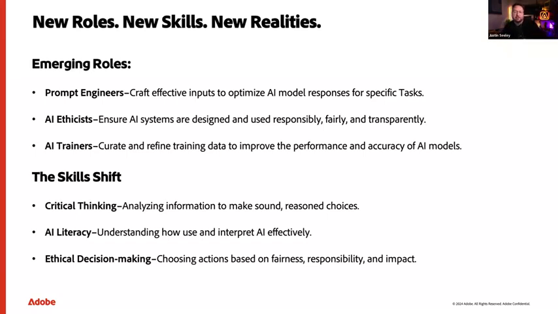Same thing with AI ethics. I did a webinar a couple of weeks ago where I asked, what are you most concerned about with AI? And in the poll, 60% of people said AI ethics. Well, what does that even mean in today's world? A lot of companies don't have AI ethics policies. They're not even thinking about it. So we have to ensure that these systems are designed and used responsibly, fairly, and transparently. And that's something that I think people can get involved with.